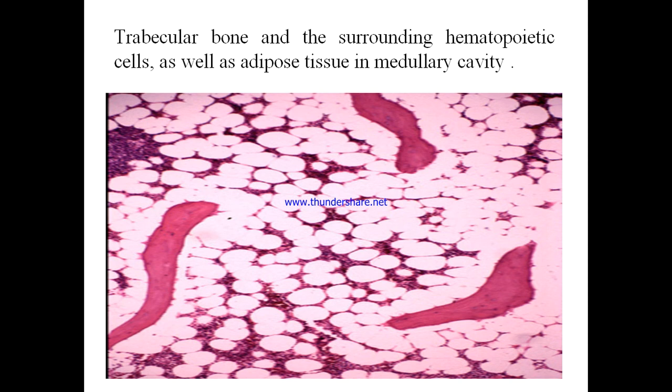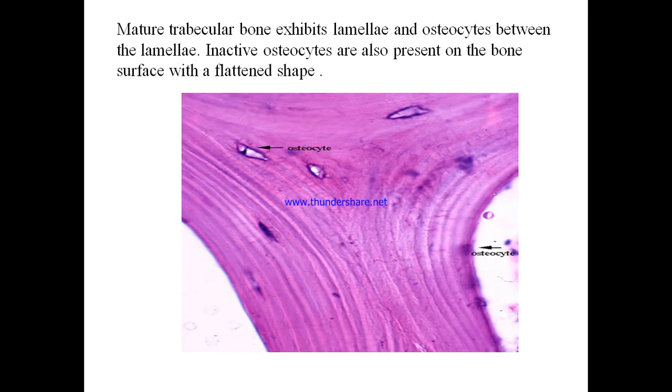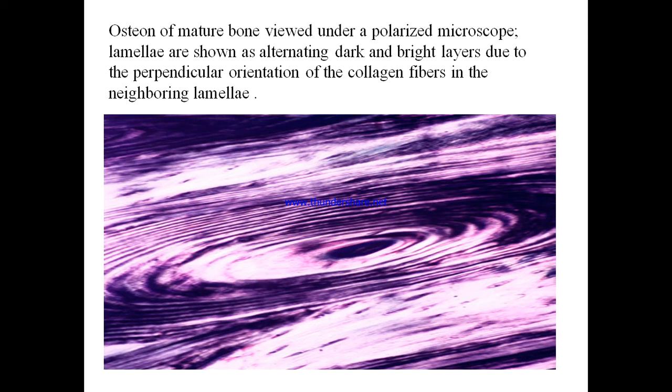Trabecular bone and surrounding hematopoietic cells, as well as adipose tissue and medullary cavity. This is adipose tissue. Mature trabecular bone exhibits lamellae and osteocytes between the lamellae. Inactive osteocytes are also present on the bone surface with a flattened shape. This is osteon under polarized microscope.